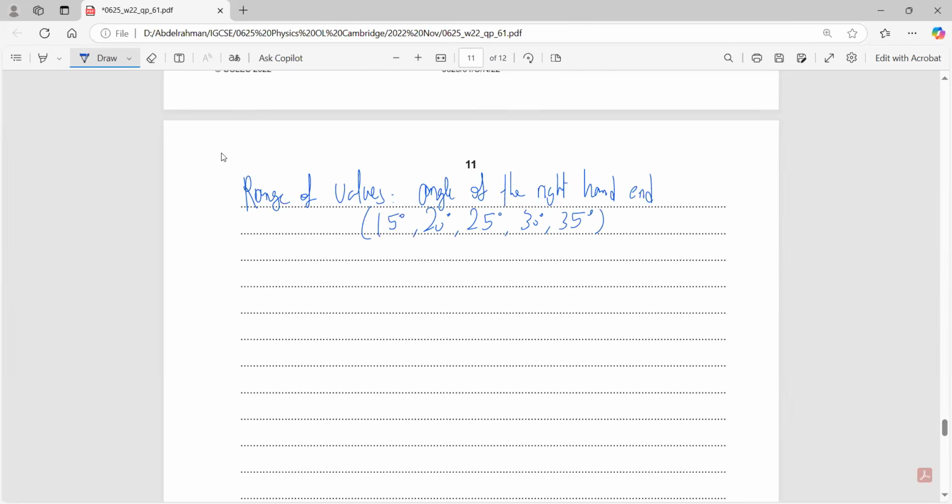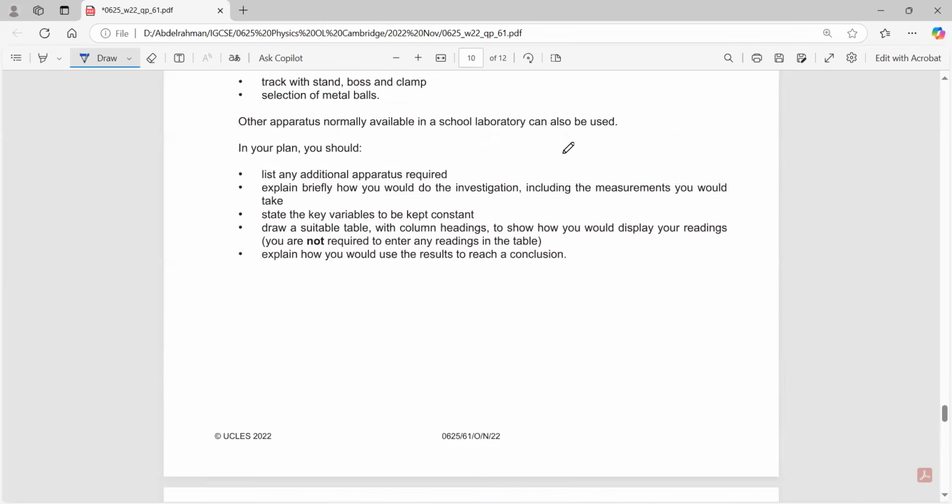Definitely do not go up to 90 degrees. If the angle is 90 degrees, the ball would instantly stop. It wouldn't even go up the slope. I need an apparatus for this. I need a protractor. So list any additional apparatuses. I will use a protractor.